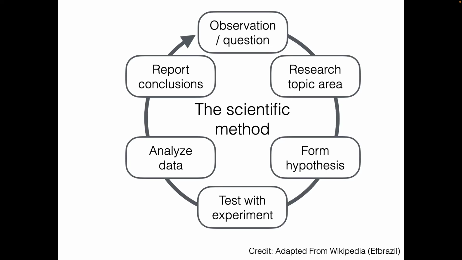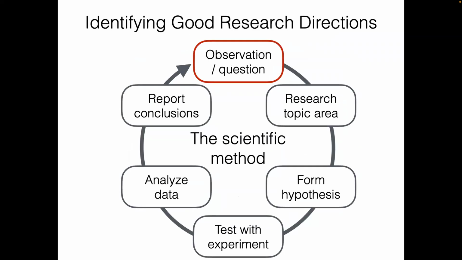Traditionally, you can think of this in terms of the scientific method. This is from Wikipedia, and there are six different parts. So let's think concretely, in the case of NLP, about what each one of these parts corresponds to. First is observation and question. Here it's the question of how do you identify a good research direction or good question to go after in the first place?